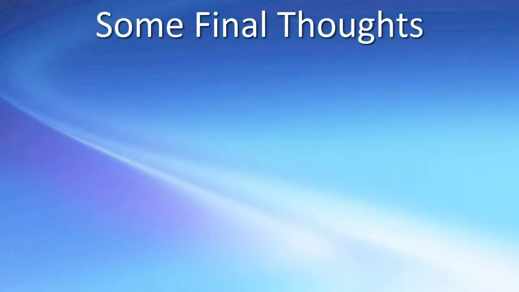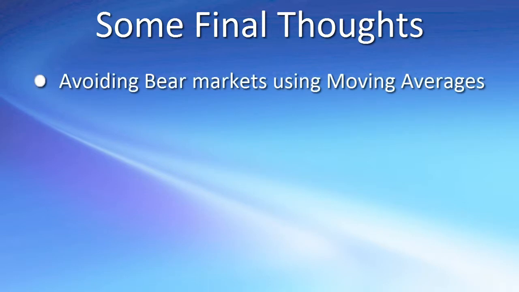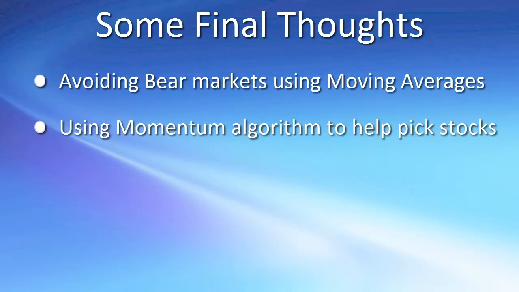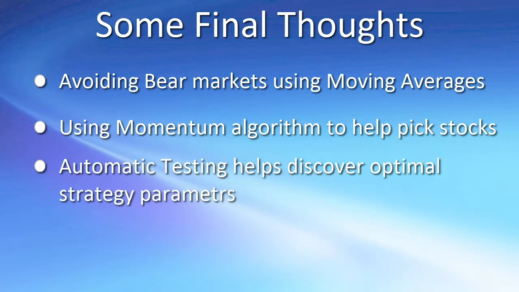We've covered quite a lot here. You've learned how the moving average indicator can help you avoid bear markets. You've seen how TrendTimer's momentum trend algorithm dramatically improves returns by investing in momentum-leading stocks. Finally, we've seen how TrendTimer's testing tool allows you to automatically discover top-performing strategies.